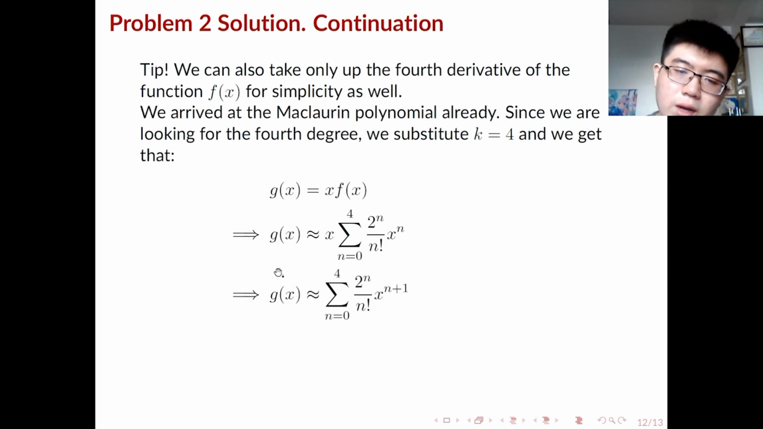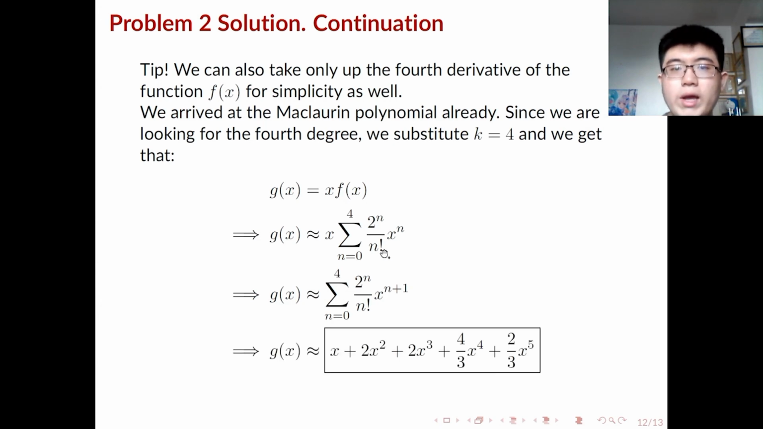Therefore, by substituting into the series, we get that g(x) can be approximated by the following series: the summation of 2^n over n factorial times x^(n+1), from n equals 0 to 4. Or, when expanded, we get our following result: x + 2x^2 + 2x^3 + (4/3)x^4 + (2/3)x^5. And this is our answer for part A.